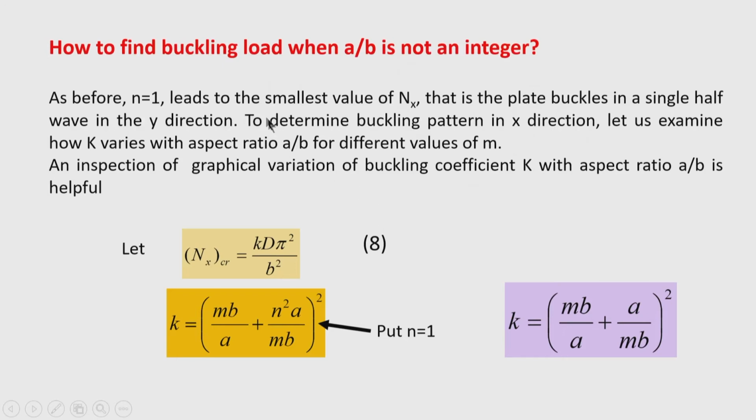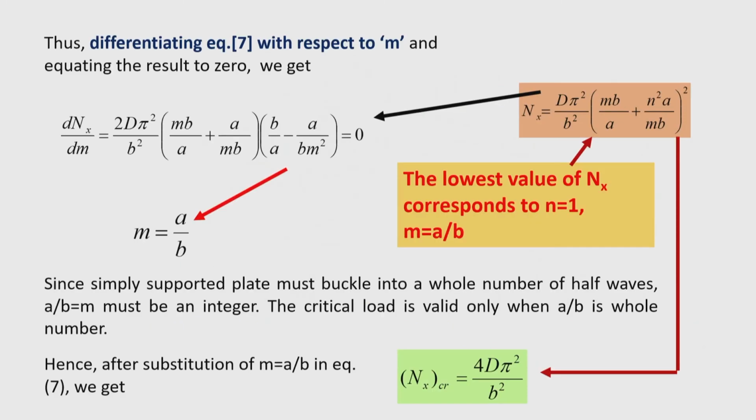Okay. So, how to find the buckling load when a by b is not an integer. Okay. So, as before, n is equal to 1 leads to the smallest value of N x, that is the plate buckles in a single half wave in the y direction, that is sure. To determine the buckling pattern in the x direction, let us examine how k varies with aspect ratio a by b. Okay. K is the buckling stress coefficient. What is the buckling stress coefficient?